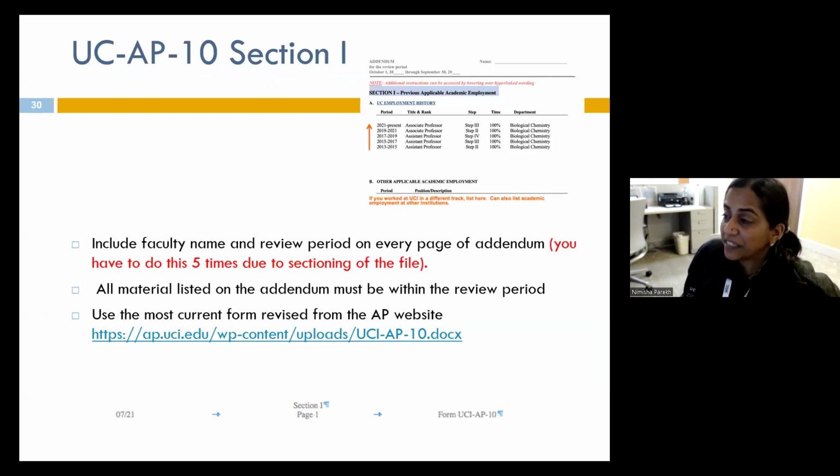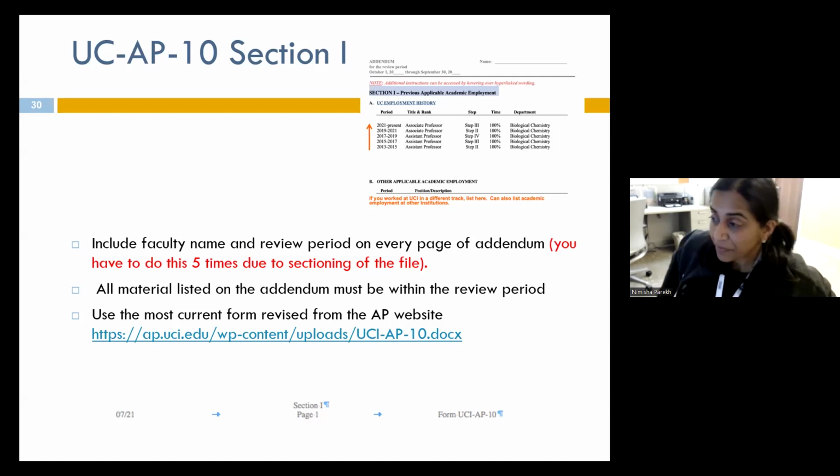In Section 1, you're going to include your entire employment history and the review period, as you can see on the slide. Let's say you started here in 2013, you came in as assistant professor step 2, and then as you can see, you went up the ranks, and now in this review period, 2021 to present, you're an associate professor step 3. So really this material is focused on 2021 to the present. Remember, it's just within that review period.